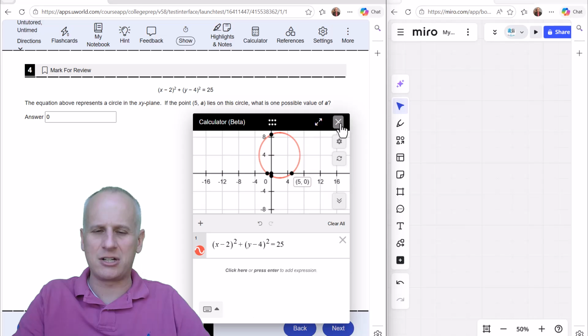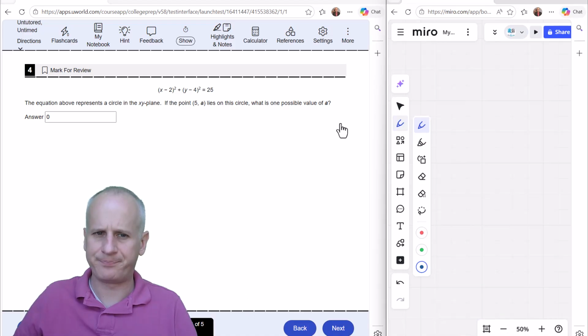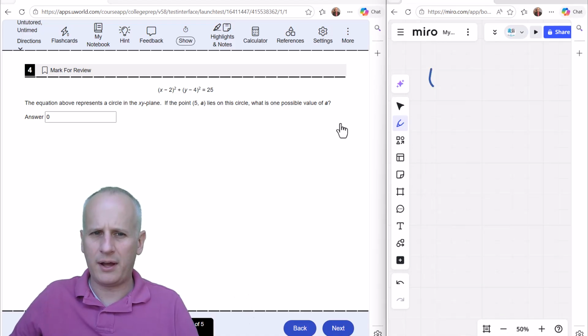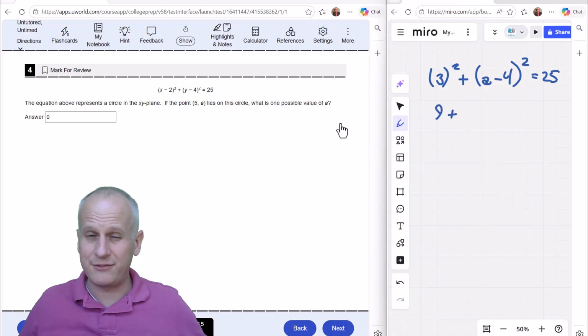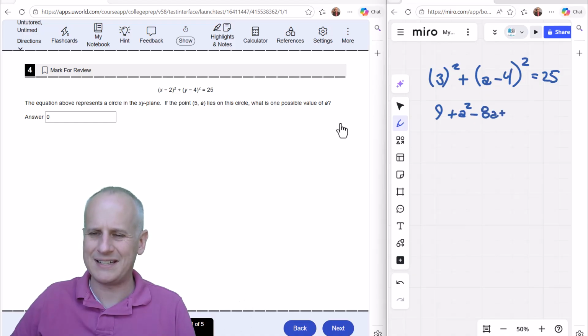If you wanted to actually solve it technically, you could plug in 5 into the equation as our x value. So let's just see how that would work. So we'd end up with 3 squared plus, and a is going to be our y value, so a minus 4 squared is equal to 25. So then we've got 9 plus, and I have to remember to distribute this structure. I'm going to end up with a squared, and minus 8a, and then plus 16 is equal to 25.